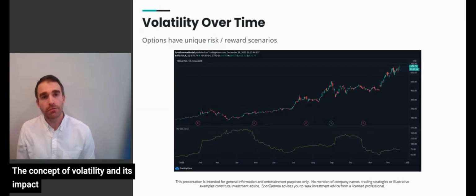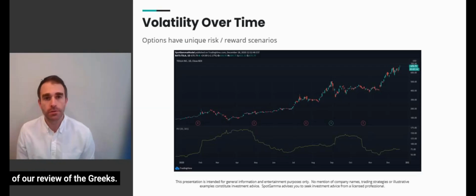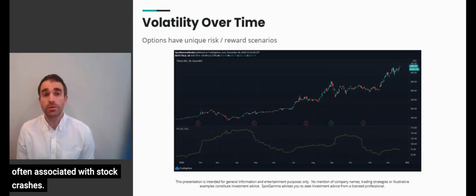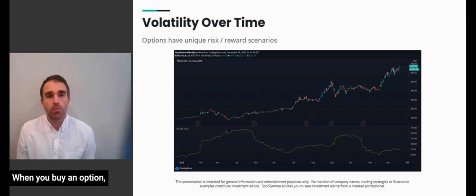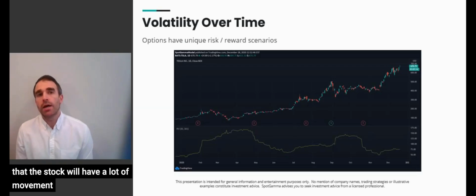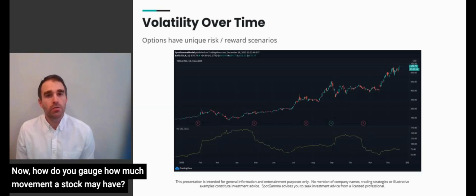The concept of volatility and its impact over the lifetime of an option is the final key area of our review of the Greeks. Volatility is a common trading phrase, often associated with stock crashes, but volatility simply means movement. When you buy an option, you are essentially expressing a view that the stock will have a lot of movement before the contract expires. Now, how do you gauge how much movement a stock may have?